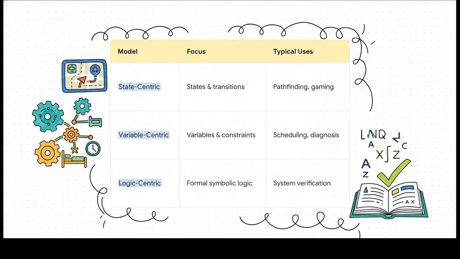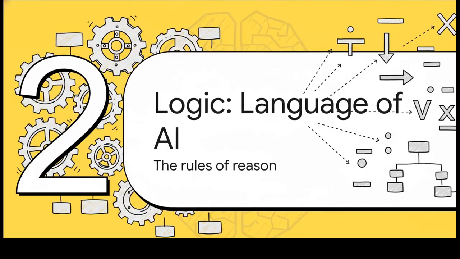You've got your state-centric model, which is all about states and moving between them. Perfect for your GPS, finding a path. Then there's the variable-centric model, which is like a master juggler, handling all sorts of variables and constraints. That's crucial for something like hospital scheduling. And finally, you have the logic-centric model. This one is the super strict inspector, using formal logic to prove that a system is working exactly like it's supposed to.